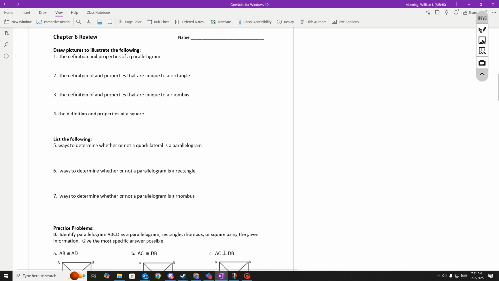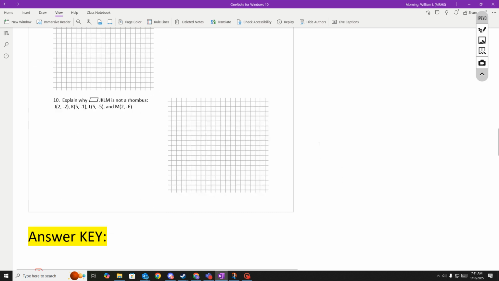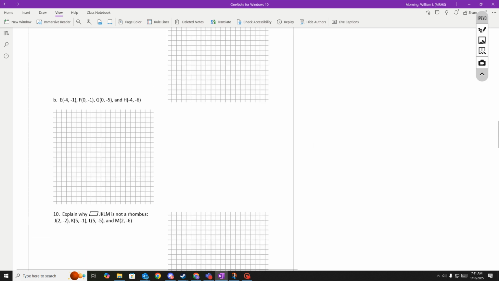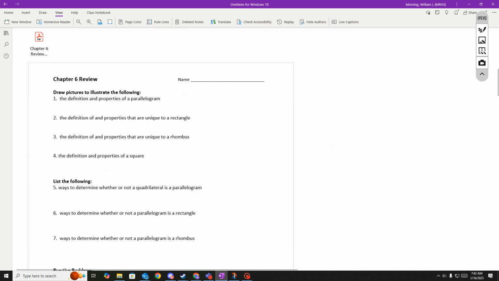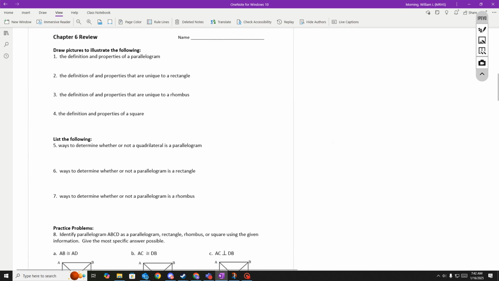Okay, so the key is also posted at the bottom as well, so you can check your own responses. The definition and properties of a parallelogram. Okay, so you can see all of these above as well.